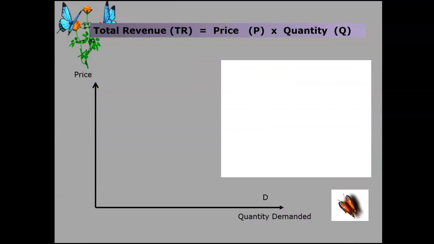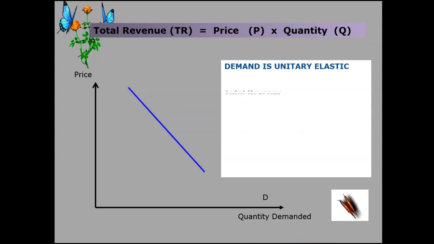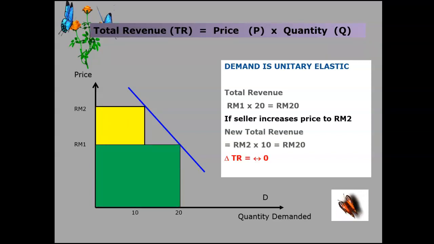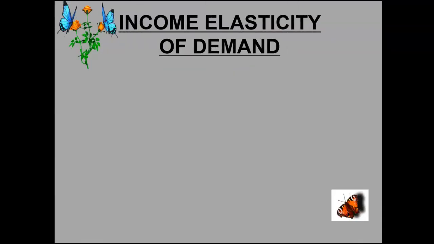Okay, yang ni tak masuk dalam final midterm, just untuk information je lah. Yang ni unitary, maksudnya tak ada perubahan. Total revenue dia, if seller increase price to RM2, maksudnya tak ada perubahan. Masih juga revenue yang sama.